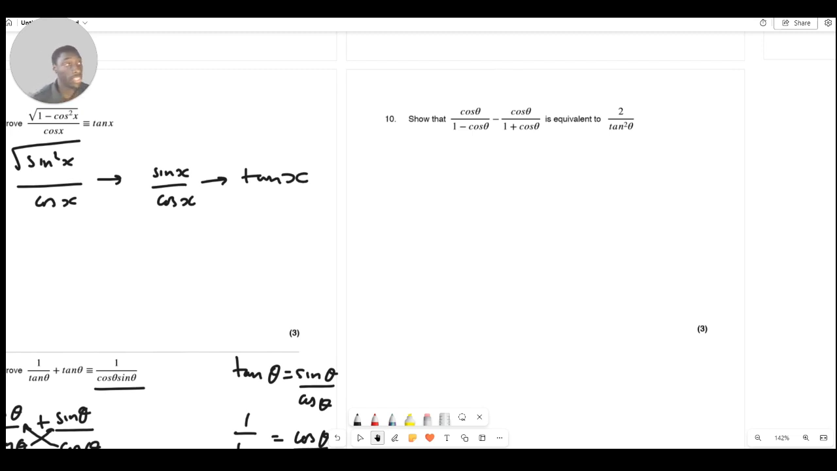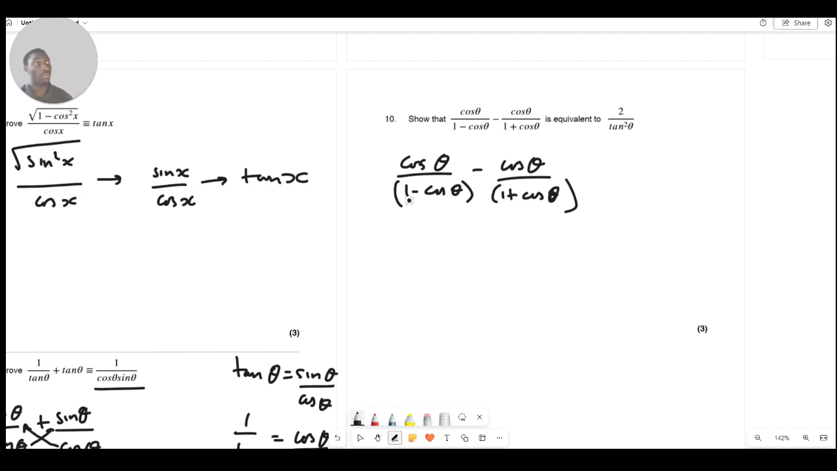So we want to show that cos theta over 1 minus cos theta minus cos theta over 1 plus cos theta is equal to 2 over tan squared theta. So yeah, even as I was reading it out I almost lost it there, but let's do it. Clearly, on my left-hand side, I could try and simplify these terms and get it into one whole term. So let's try that. I'm going to write cos theta over 1 minus cos theta minus cos theta again over 1 plus cos theta.